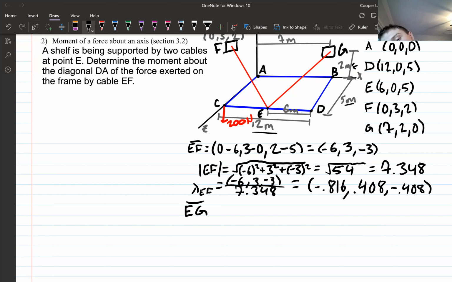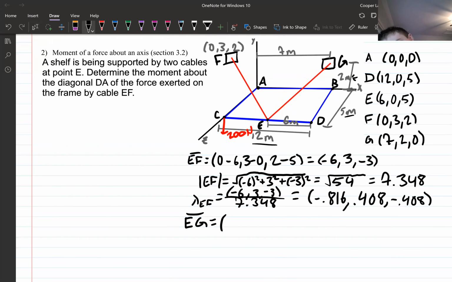EG. Now this equals, when I do the point, I'm going to do the same thing as what I did before. So G occurs at 7, so 7 minus 6, comma, 2 minus 0, comma, 0 minus 5. This equals 1, comma, 2, comma, -5.